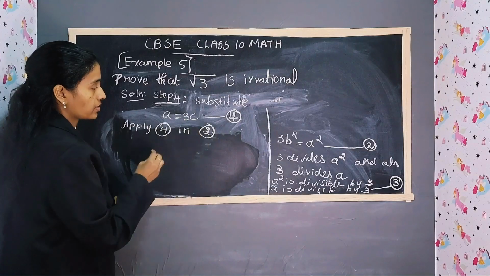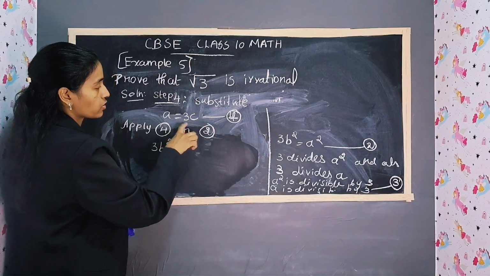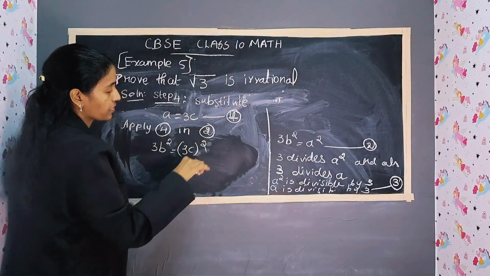So what should be the next step? 3b square equal A square. A square is 3Z, right? 3C the whole square, right?